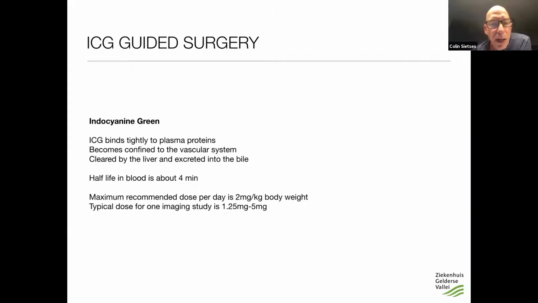The maximum recommended dose is about 2 milligrams per kilogram, but you will never reach that dose, because a normal typical dose for imaging is about 2 to 3 milligrams for the whole patient. So don't worry about the maximum dosage.